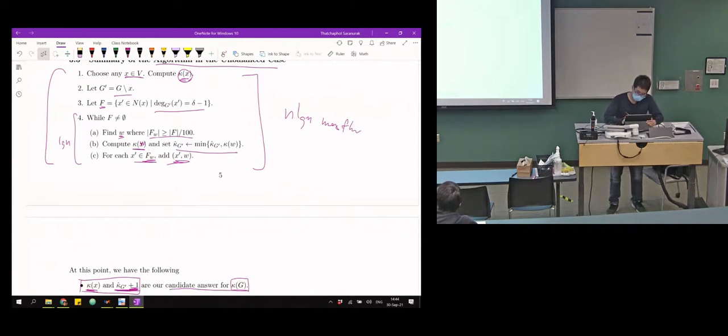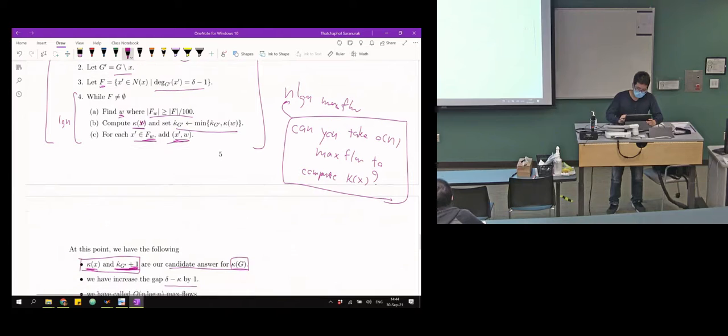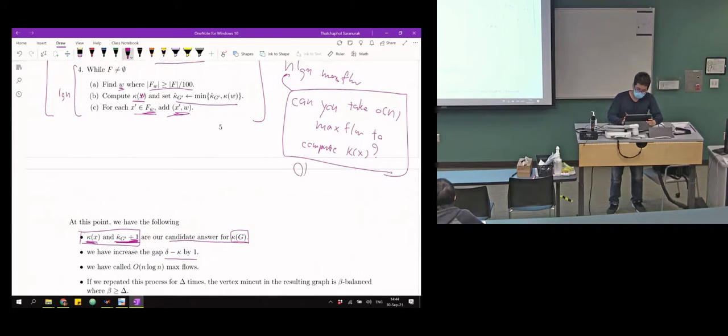And note that this is actually a very interesting problem. That is, can you take little o of n max flows to compute kappa X? If you can, it would immediately improve this. So this is an open problem, very nice.